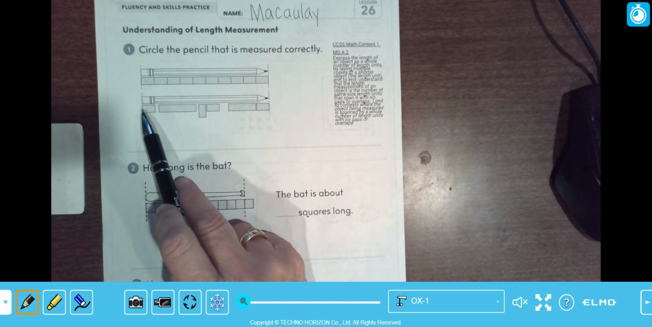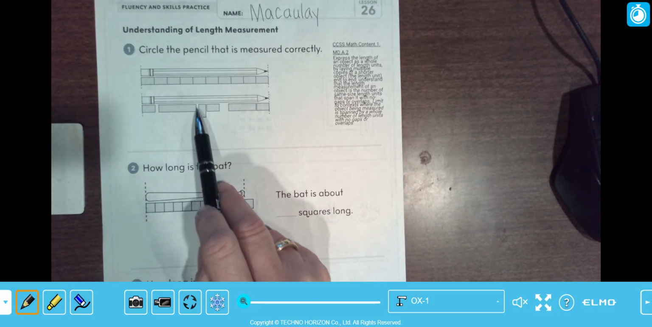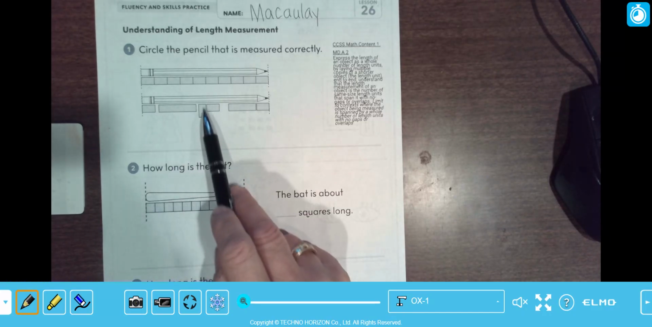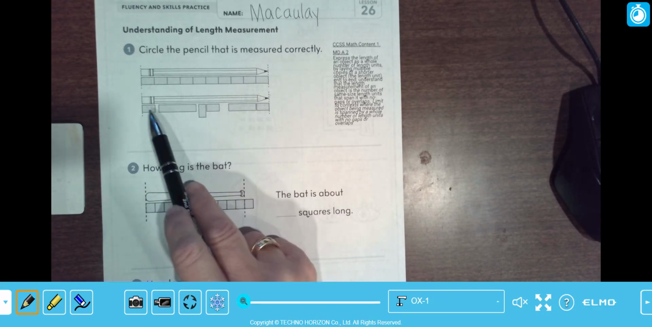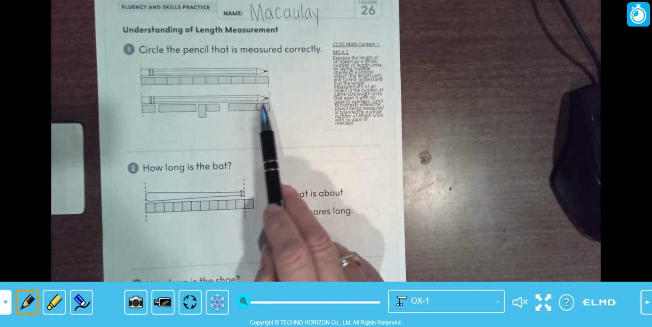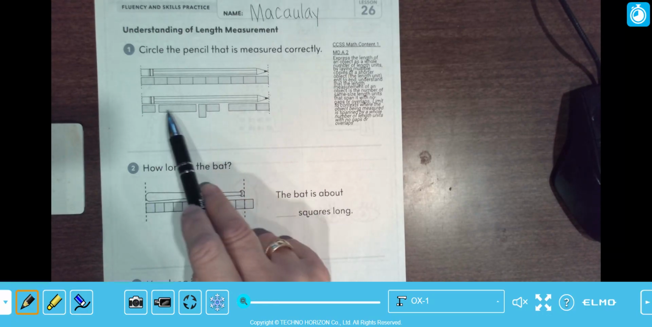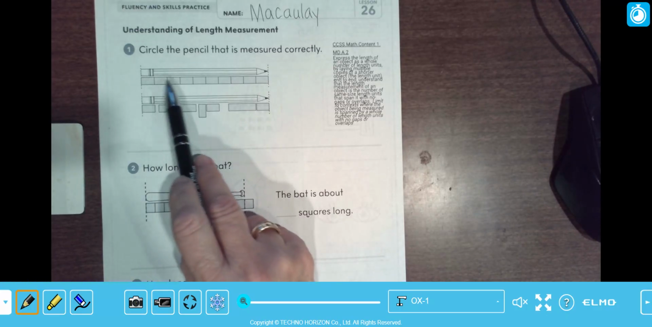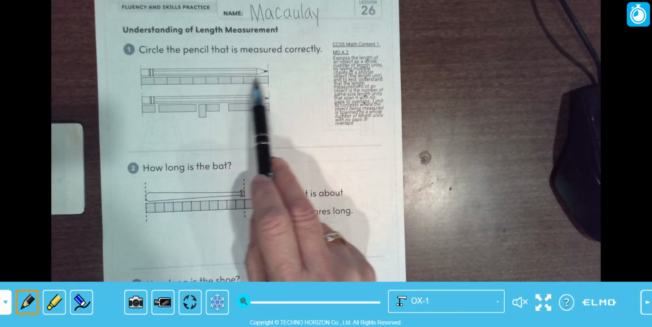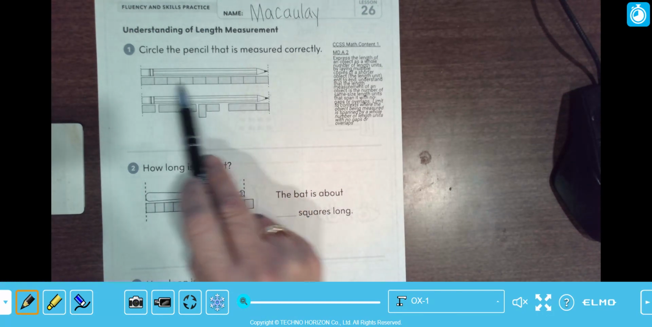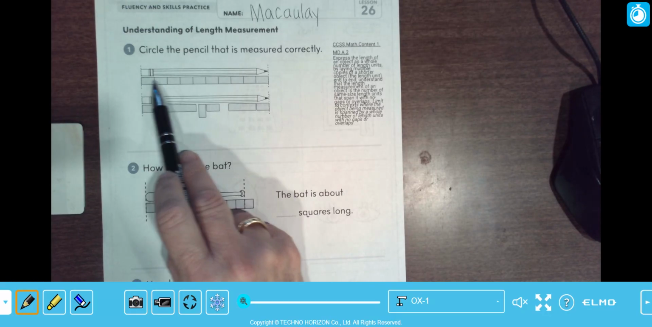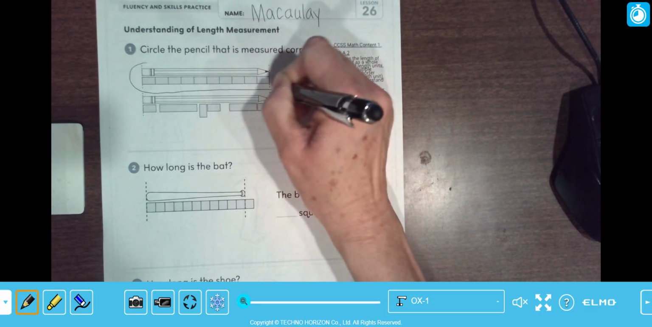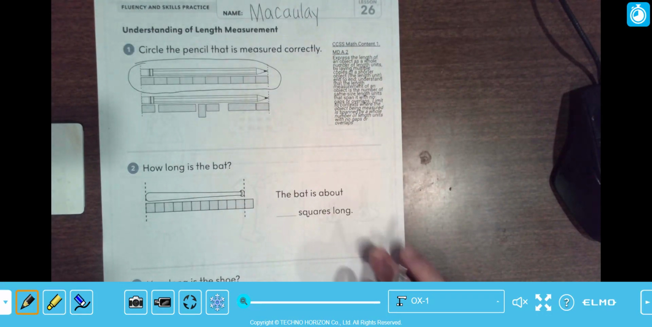This one, we start at the beginning, but look, there's a space in between here. There's a space in between, and the units are not the same. This one is small and this one is big. Then this one is lying this way and this one's regular. This one and this one and this one are the same size, but this one is a different size and this one is a different size. And then there's space in between. So this one is not measured correctly. This one is. All these units are the same size and there's no spaces in between, and they start from the beginning side by side till the end. So we're going to circle this one. Okay, go ahead and circle that one.